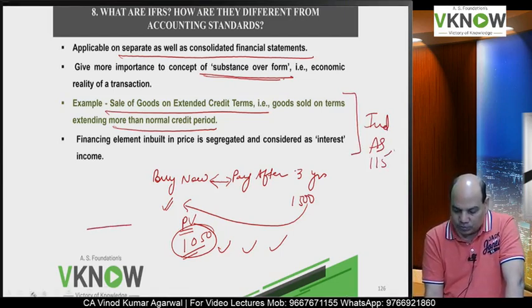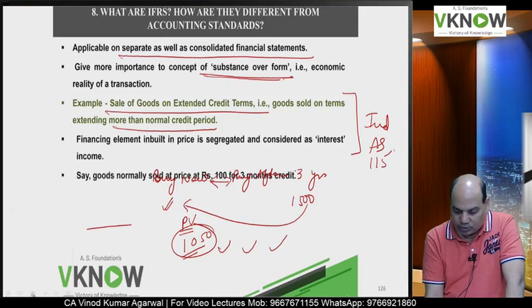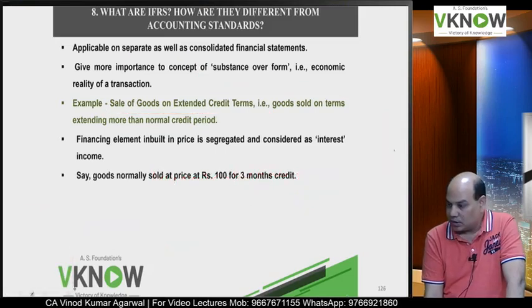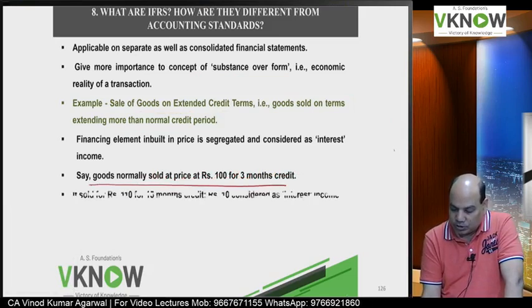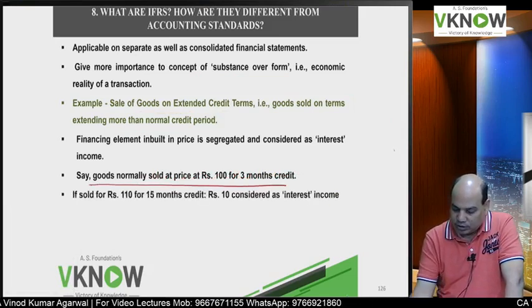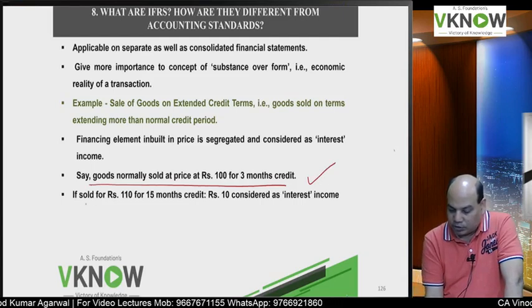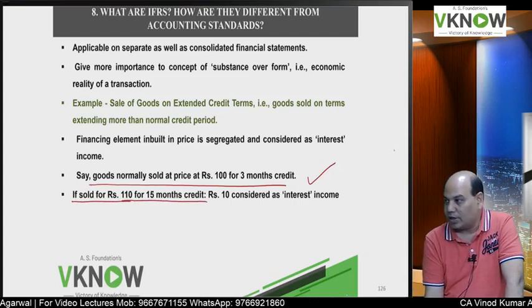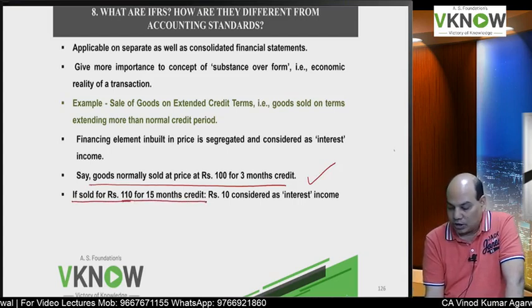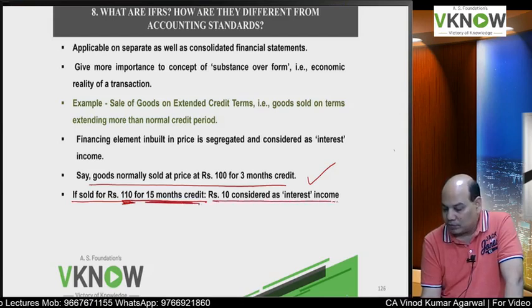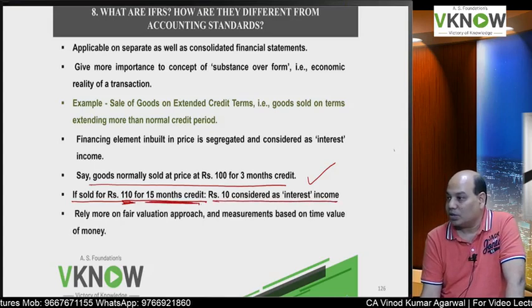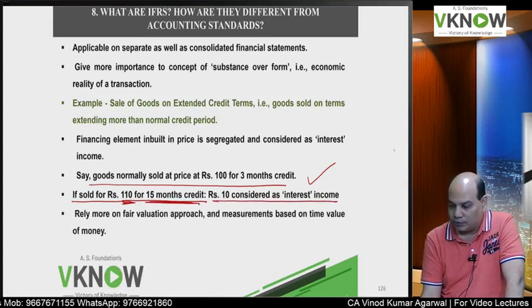Not today, because the same thing will come in your syllabus. Then the next example is the same example: goods are sold for 100 rupees on 3 months credit, then it is okay. But if goods are sold at 110 for 15 months credit, you are charging 10 rupees more for giving extra credit. So it simply means you are charging 10 rupees as interest income, substance over form.